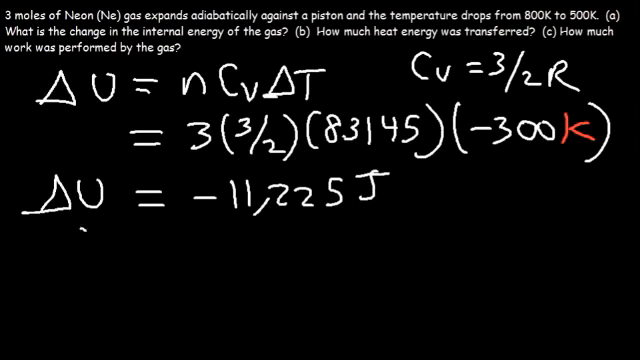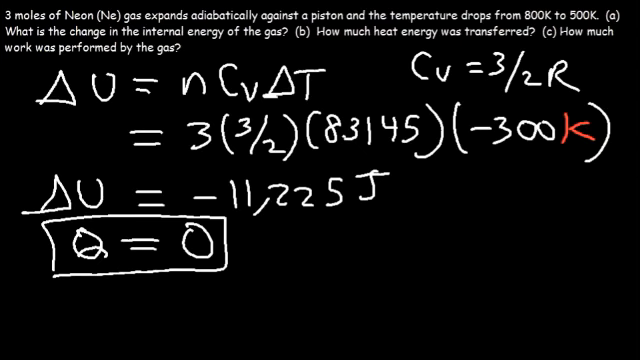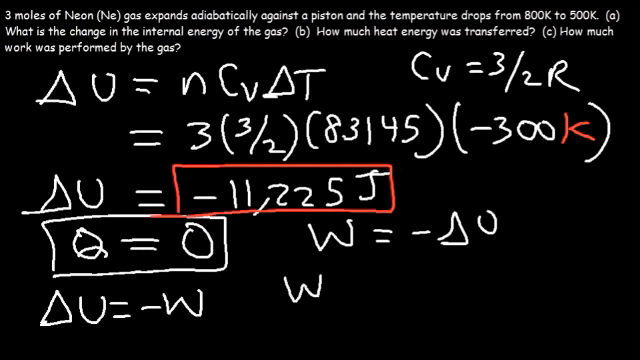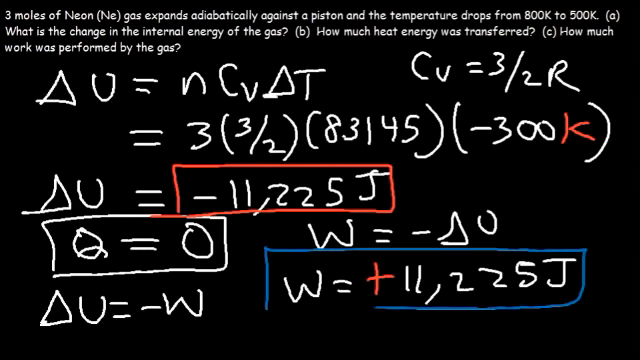Part B. The amount of heat transferred during any adiabatic process is always 0. So in this case, delta U is equal to negative W, which means that W is equal to negative delta U. And if delta U is negative 11,225, that means the work done by the gas is positive 11,225 joules. Anytime a gas expands, the work done by that gas is equal to a positive value.